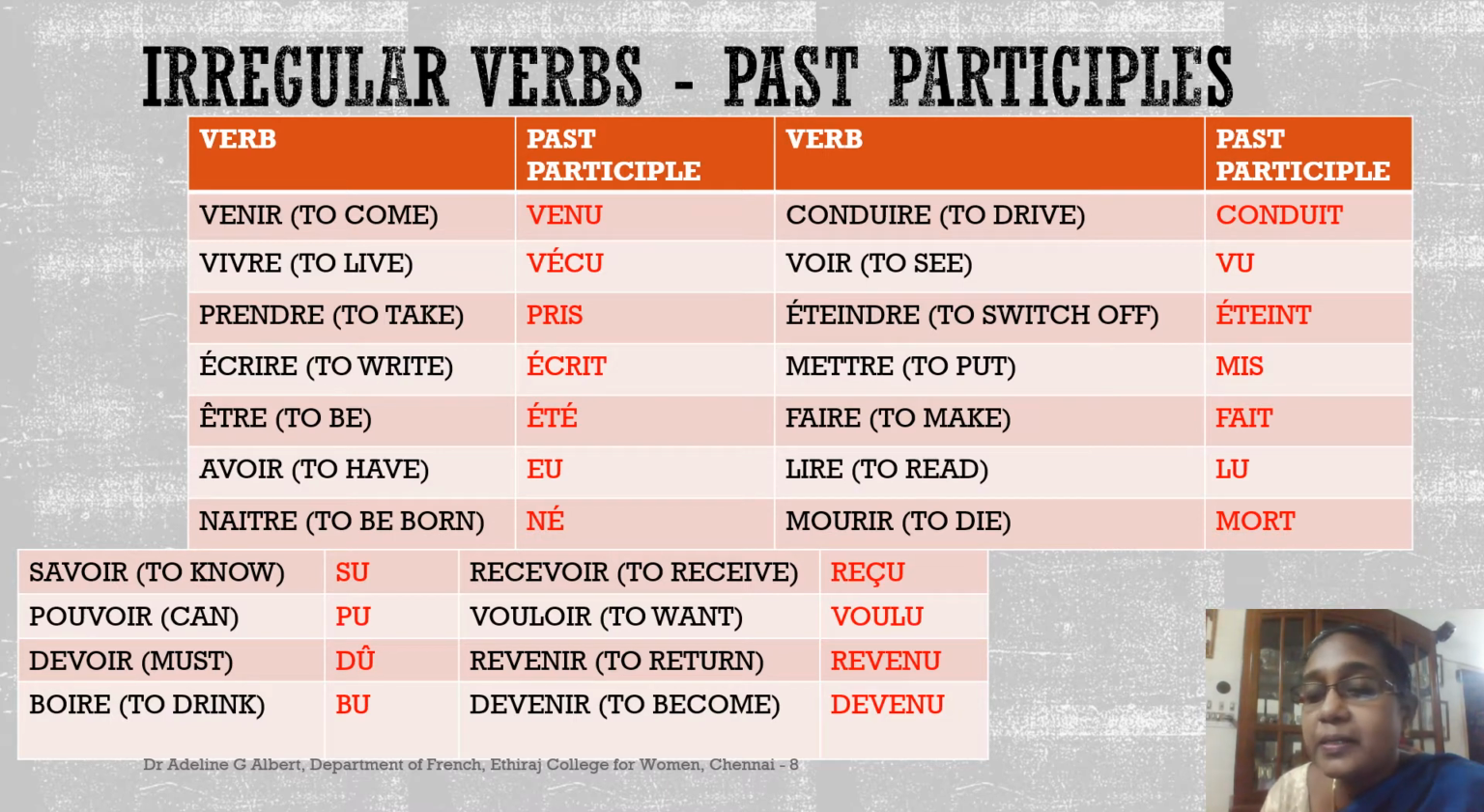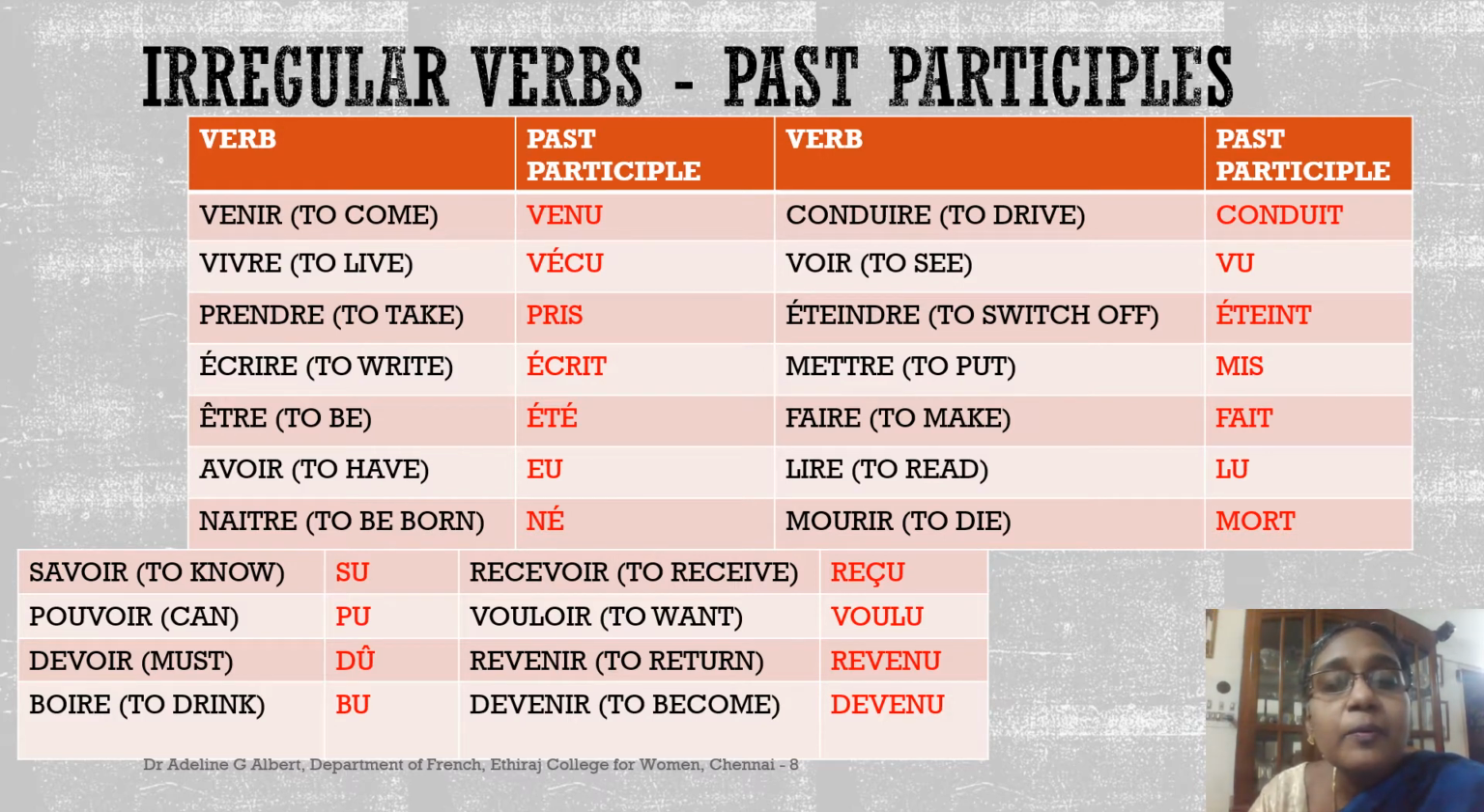Okay. So here are some irregular past participles. I'm not giving you the past participle for regular verbs because it's simple. You have three rules that you have to follow. ER, remove the ER, replace it with an E with an accent, the correct accent. IR, just remove the R. RE, remove the RE and replace it with U. Now let's go on to the irregulars. Jot it down if you want because we're going to have a questionnaire on this soon.